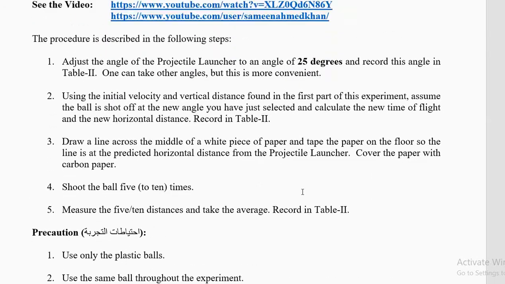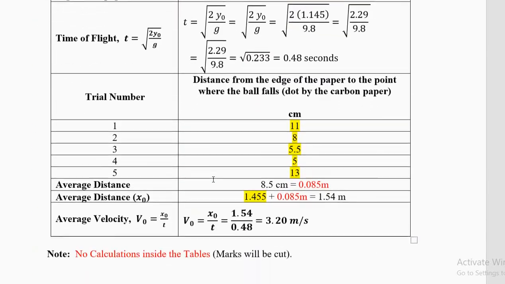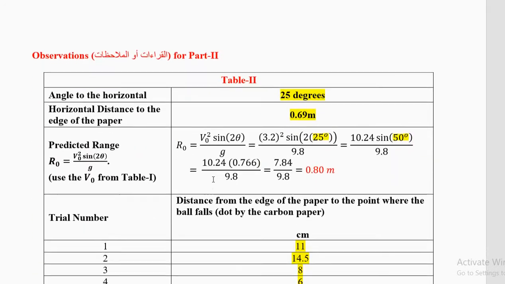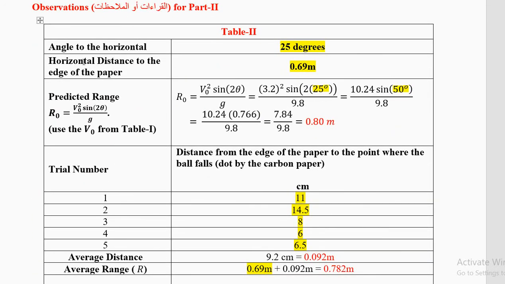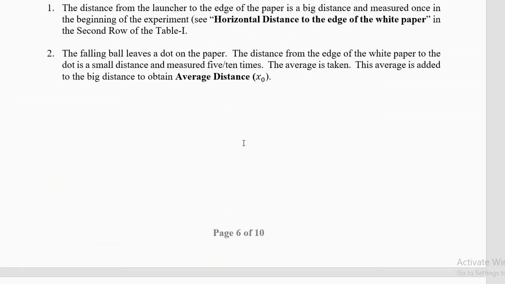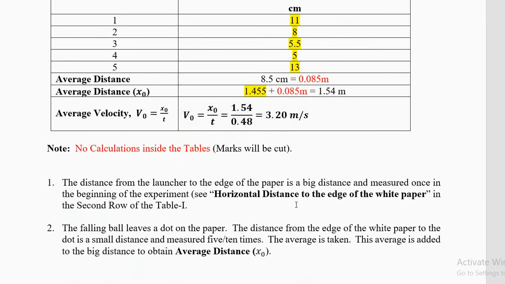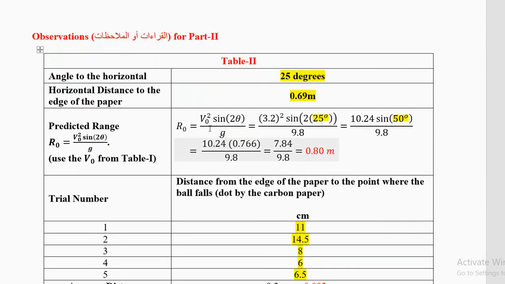Now, part 2, adjust the angle. You'll understand better from the table. Part 1 we have done. Now part 2, the angle is 25 degrees. The horizontal distance is 0.69 meters. I have directly written it in meters. The predicted range is R0, which is V0 square sine 2 theta divided by g. V0 is how much we calculated in part 1? 3.2 meters per second. So use it here, 3.2 meters per second.